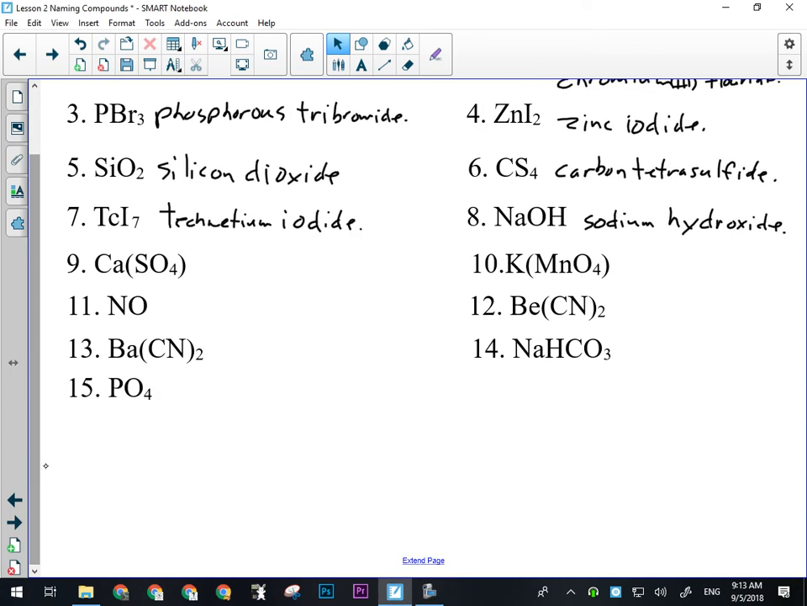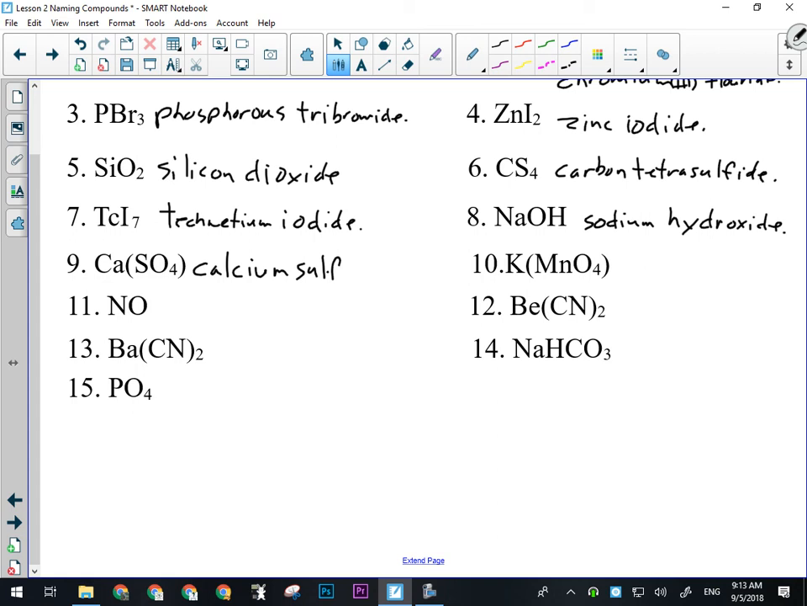Okay, so for number 9, ionic or molecular? It's ionic. Calcium is a metal. All right, and what's SO4? Sulfate. Okay, and this one didn't need the brackets, but brackets are around it. Okay, if you're not putting another number beside the polyatomic ion, you don't need brackets.